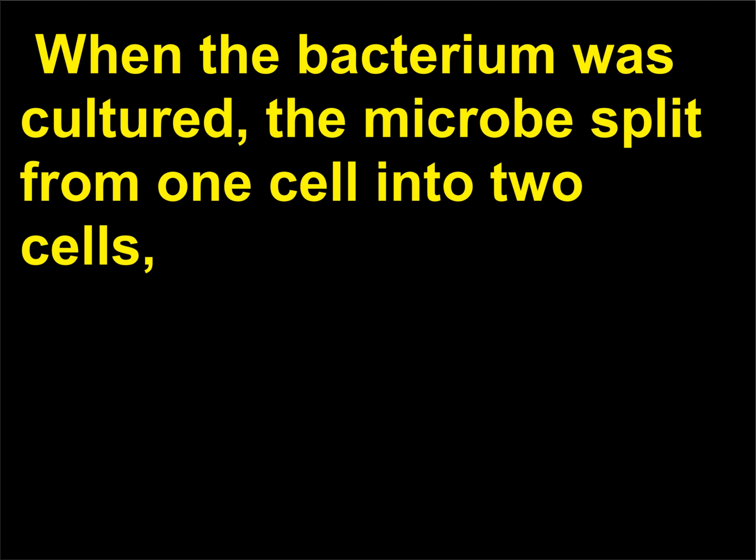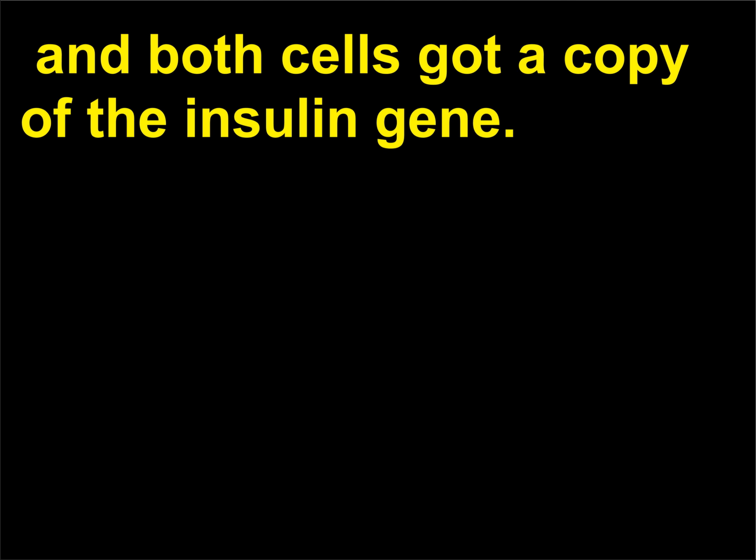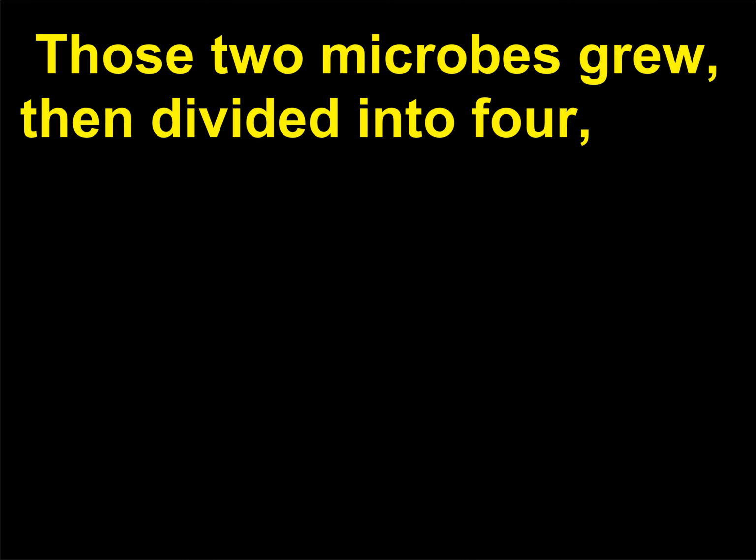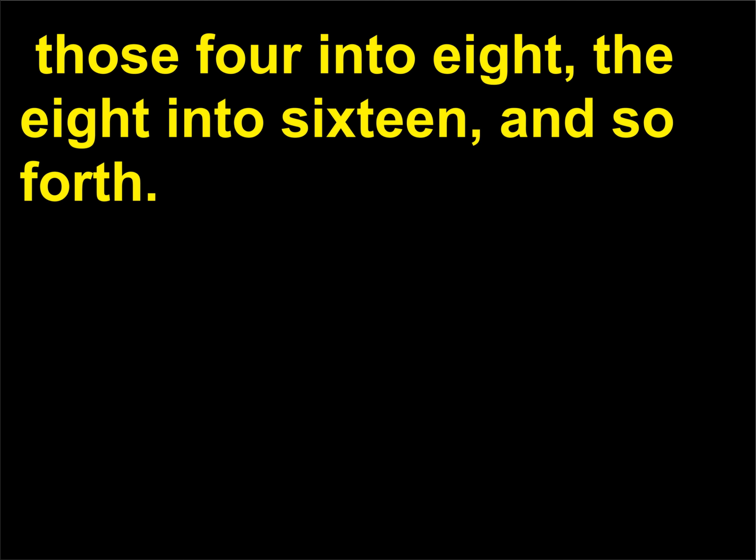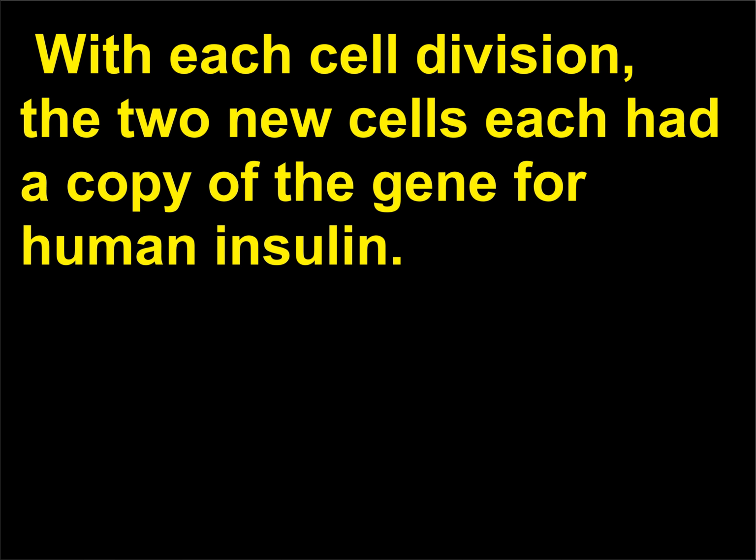When the bacterium was cultured, the microbe split from 1 cell into 2 cells. And both cells got a copy of the insulin gene. Those 2 microbes grew, then divided into 4. Those 4 into 8, the 8 into 16, and so forth. With each cell division, the 2 new cells each had a copy of the gene for human insulin.